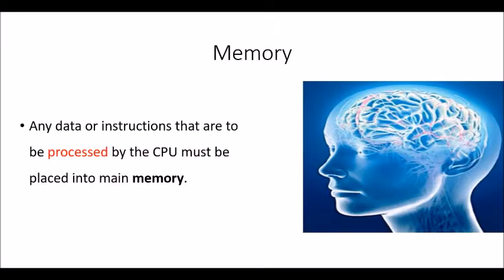Now, let's talk about another one. Of course, you will have guessed what this is. So this is a computer memory, right? Computer memory: any data or instruction that is to be processed by the CPU, compulsory, it needs to be placed into main memory first. The first thing, it needs to be in the main memory.